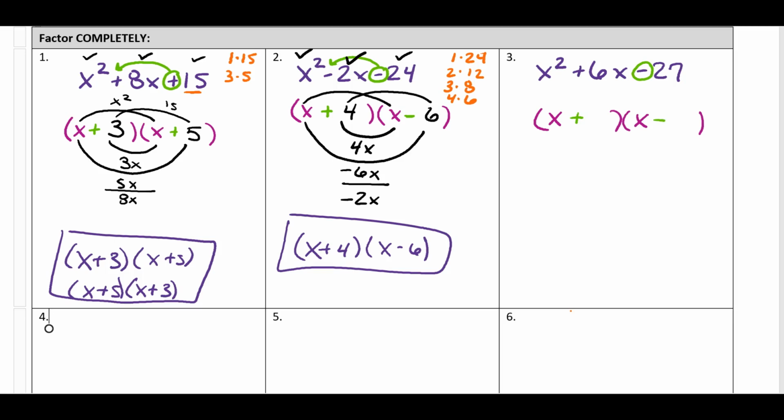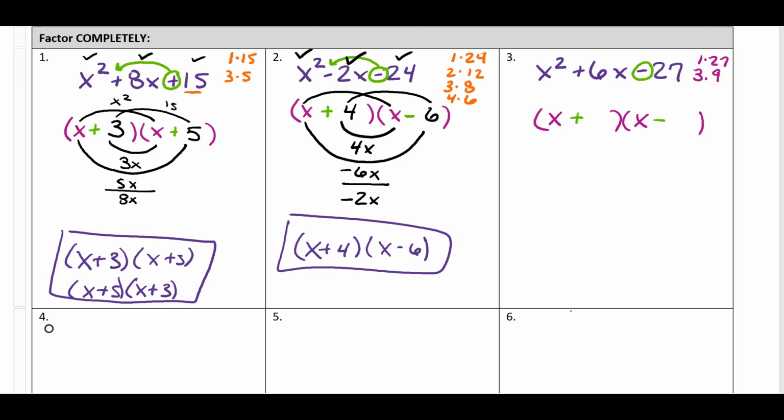Next, we write our factors of 27. So 27 is 1 times 27, and 3 times 9. And then that would be it. So we've only got 2 factor pairs to pick from, and we need to add up to 6. So the closest one that's going to get me to 6 is 9 and 3.